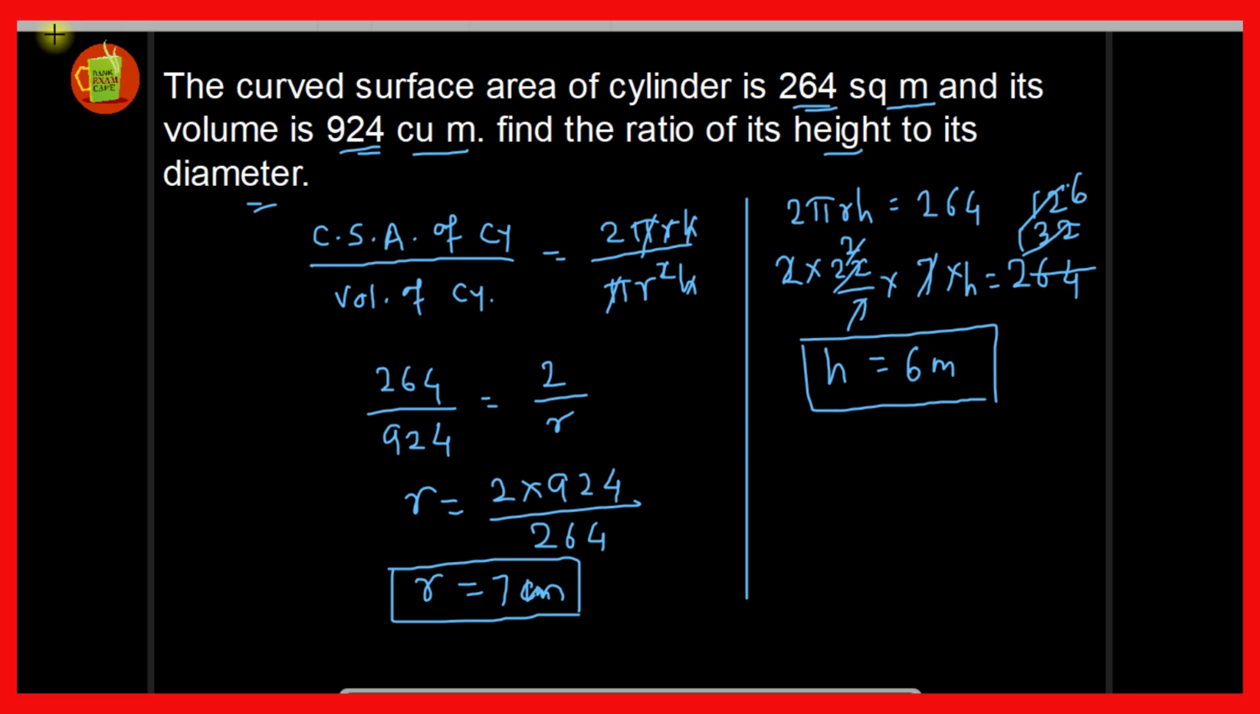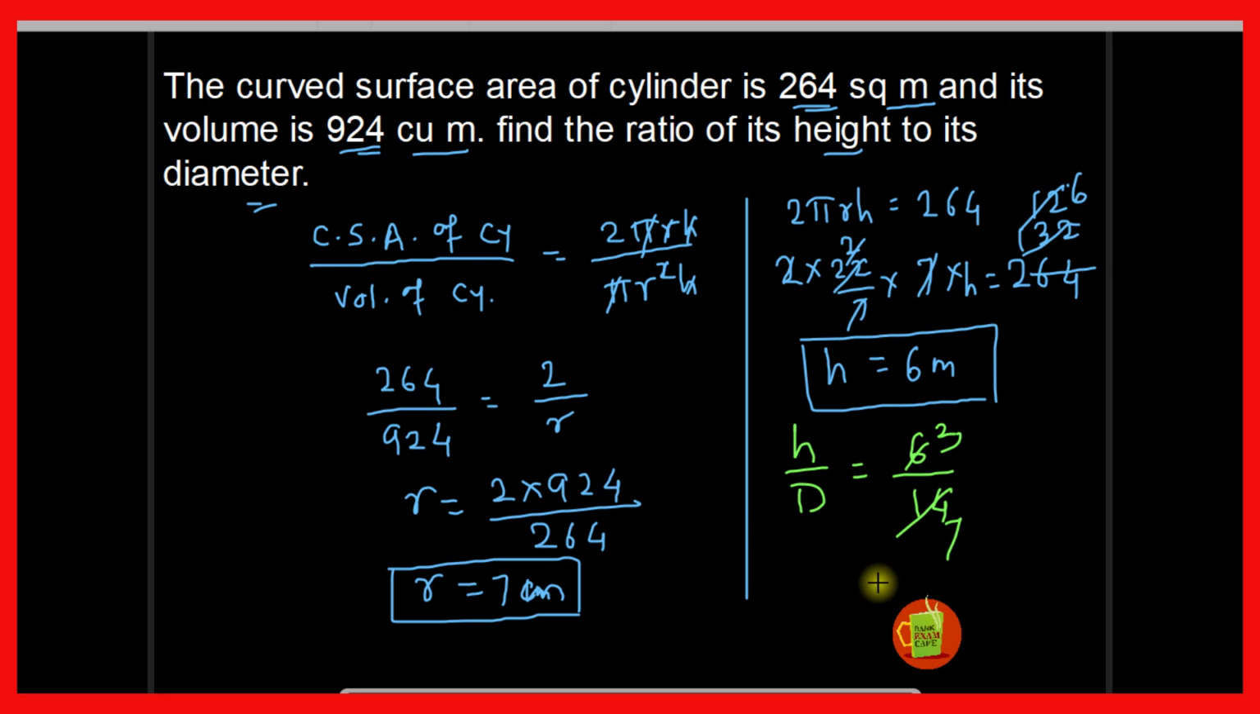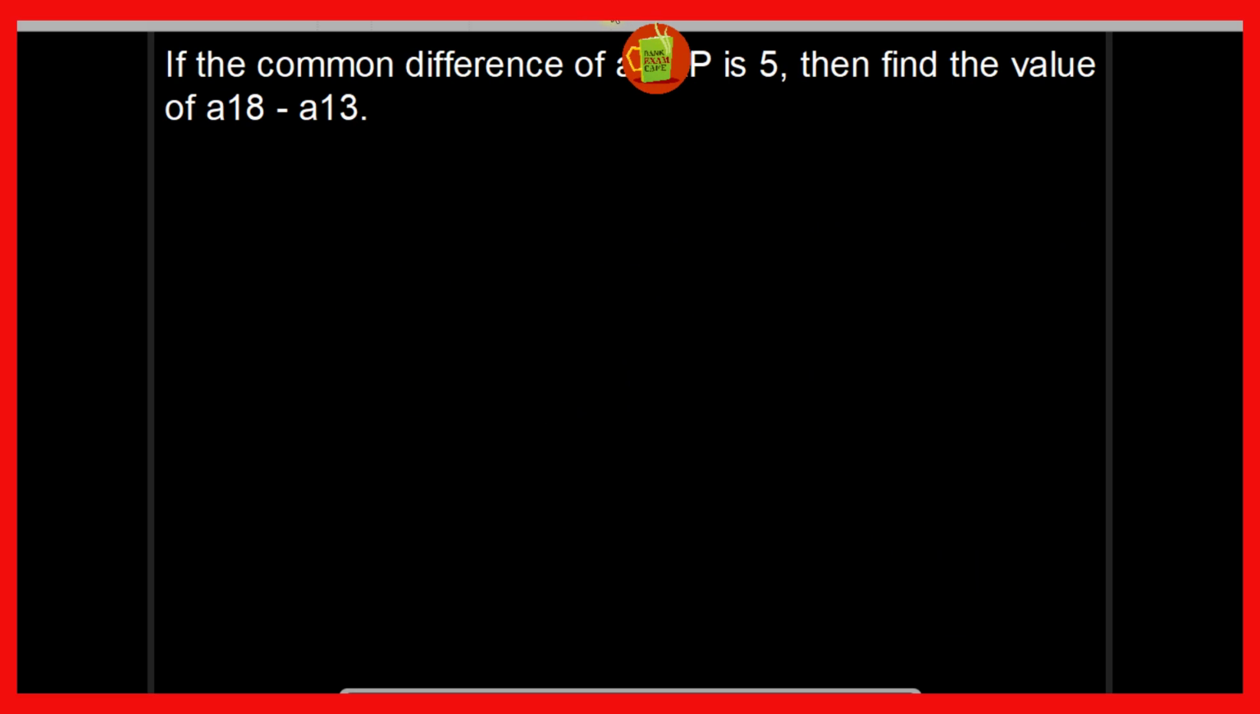Now what you have to do, you have to find the ratio of the height to that of the diameter. So height is 6 meter, diameter will be 14 meter because radius is 7 meter, and therefore the ratio of height to diameter is equal to 6 by 14 meter. So 2 3s are 6, 2 7s are 14, and therefore that ratio is equal to 3:7. Now friends, see the next question.